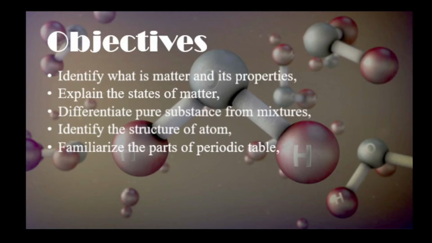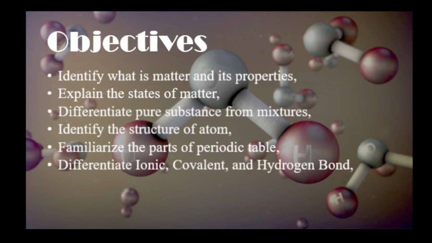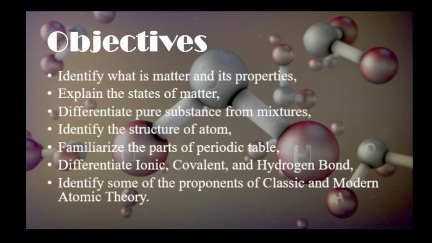So we are able to somehow familiarize the periods and groups in the periodic table of elements, but we are not able to tackle each element. So what is the function of each element? But as we go on, we are about to discover those things, or we are about to learn the function of each element. Next is to differentiate ionic, covalent, and hydrogen bonds. Today we are going to discuss this one and identify some of the proponents of classic and modern atomic theory.